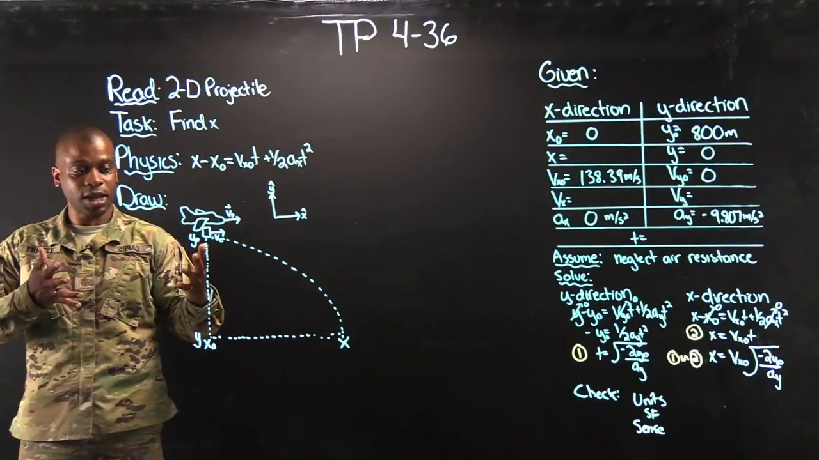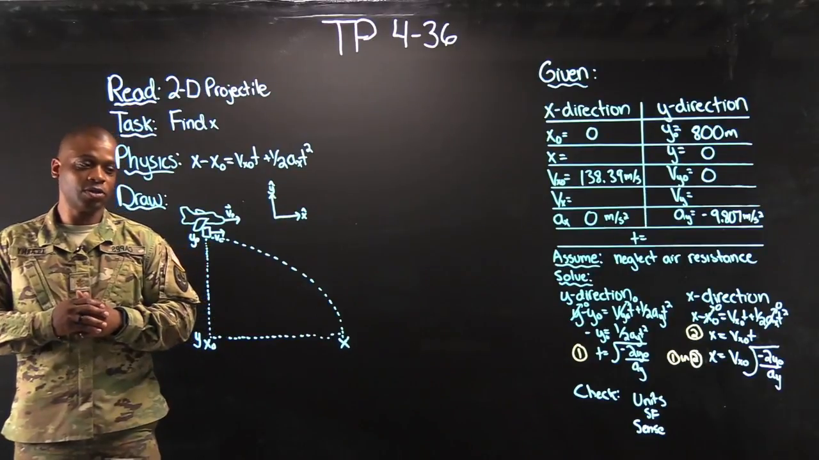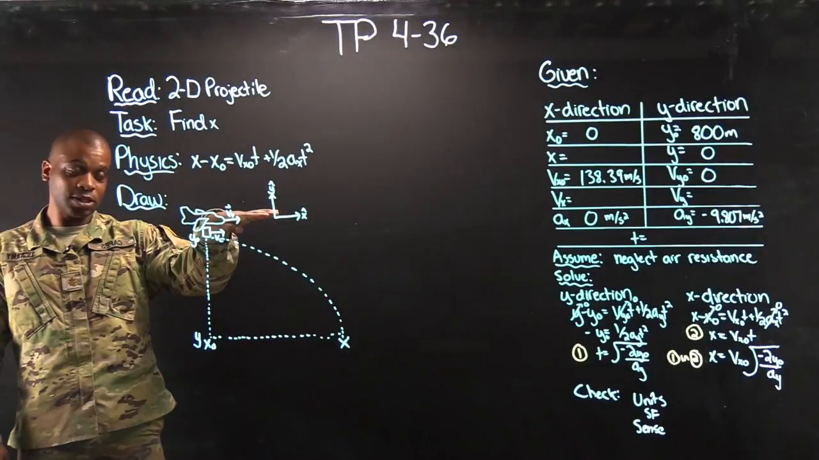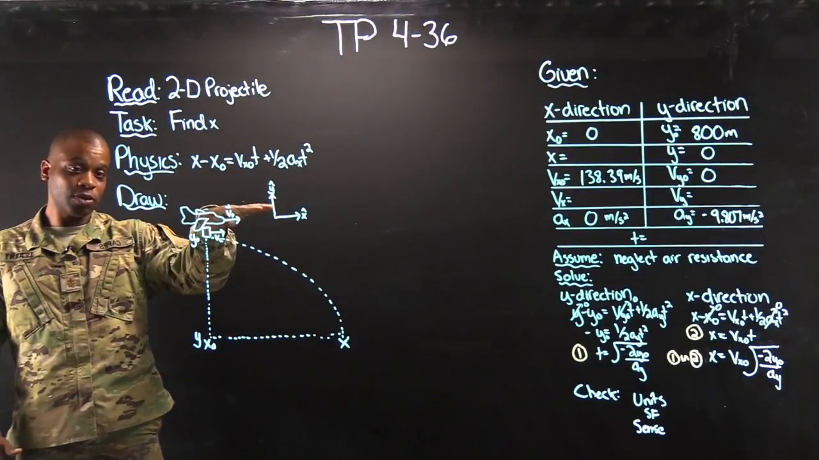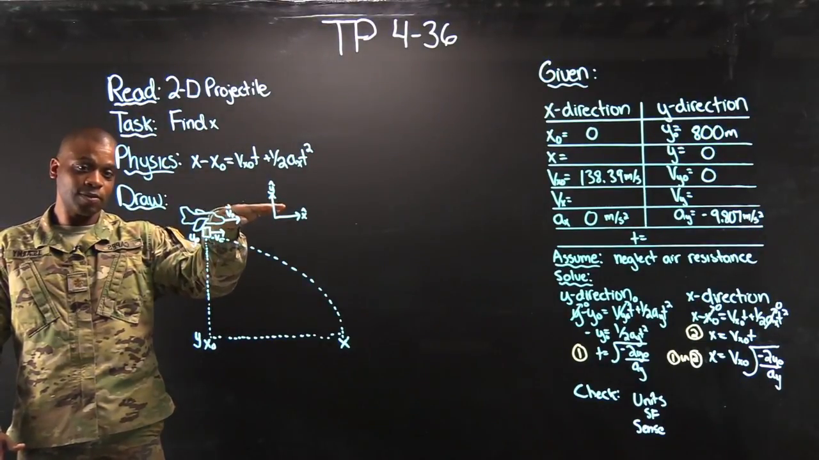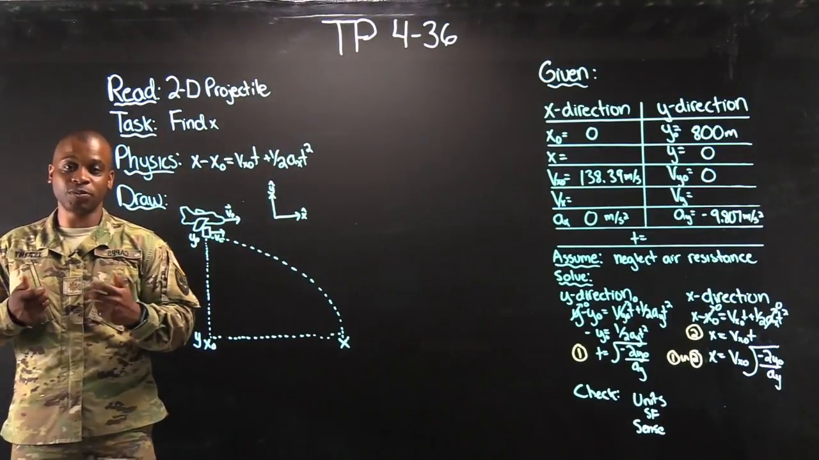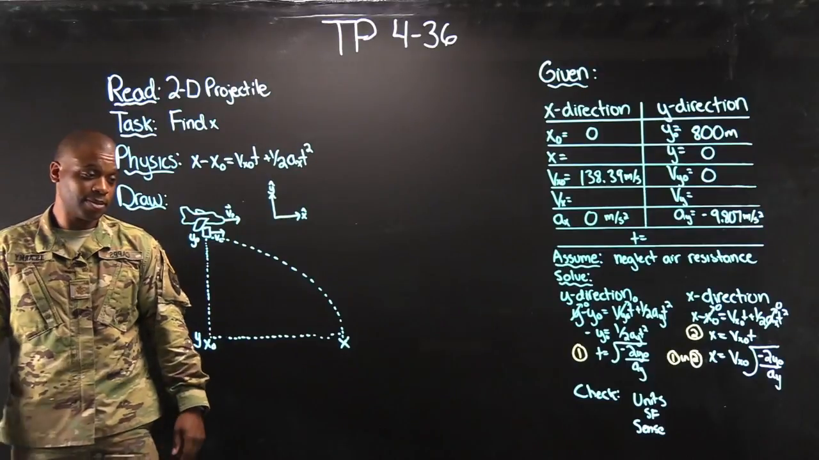Next step, I have to draw the picture. When I draw my picture, I draw the aircraft flying with velocity of 138.39 meters per second. That is a conversion of the 500 kilometers per hour they give you in the book.